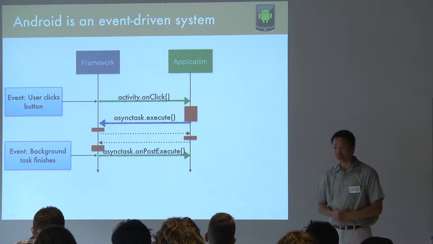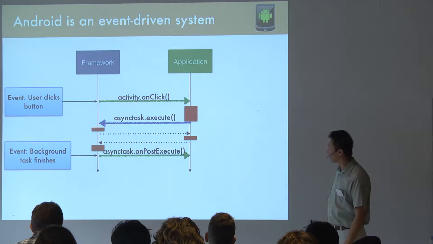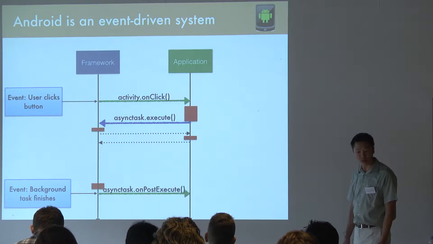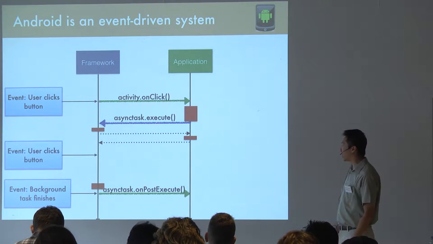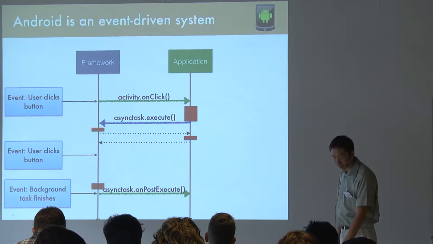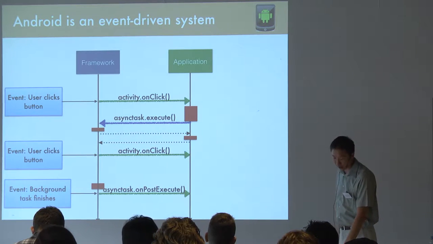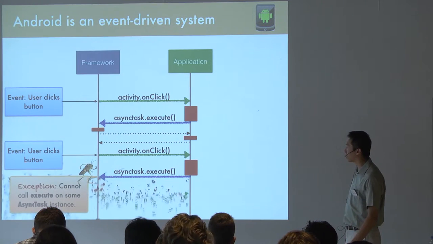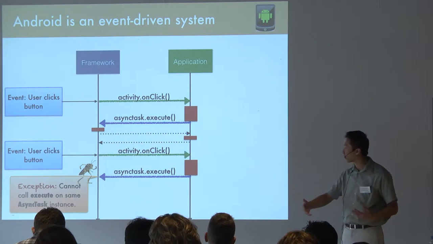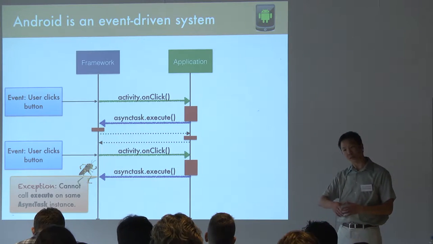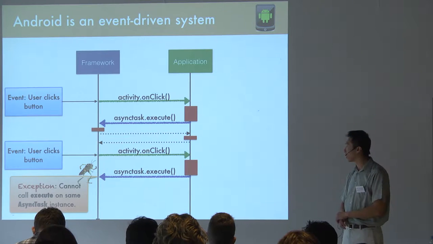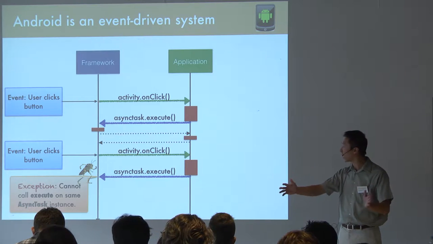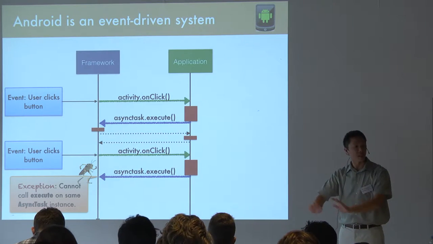In particular, now you can start to think about issues like races, where, well, what if this background task takes a little bit longer to finish? Then maybe the user comes in and clicks again. That invokes the on-click callback onto you, and then you issue the async task execute, and it turns out this is an exception, right? You're not allowed to call execute on the same async task instance. It's just part of the protocol: one async task corresponds to one execution task, and you can just start it once, and that's it.